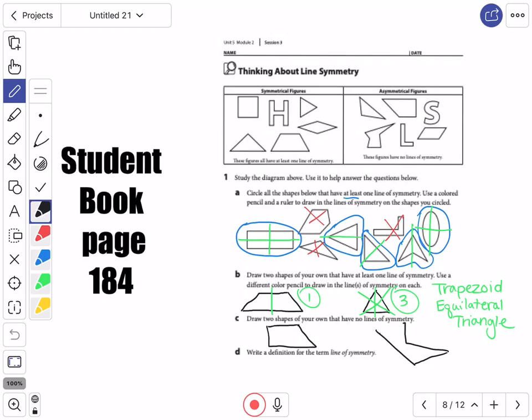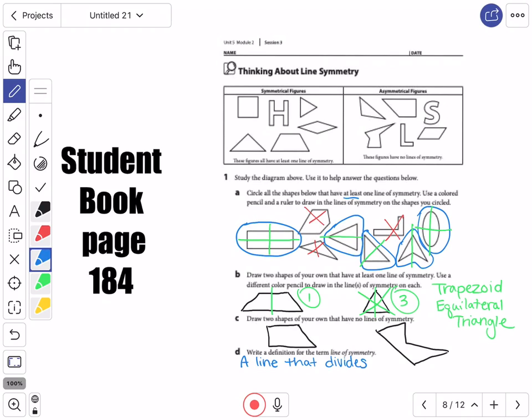Okay. For C, draw two shapes of your own that have no lines of symmetry. Ooh, here will be my first one. I've drawn another trapezoid, but it doesn't have symmetry. You can draw something different, okay? And we'll go like this. We'll draw a funky shape like that. That also does not have symmetry.